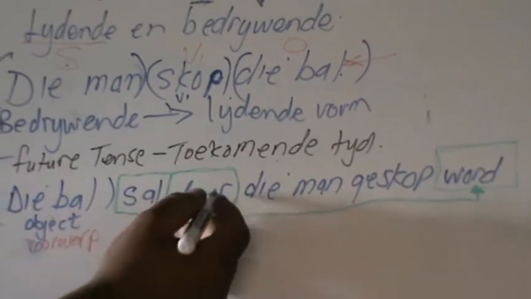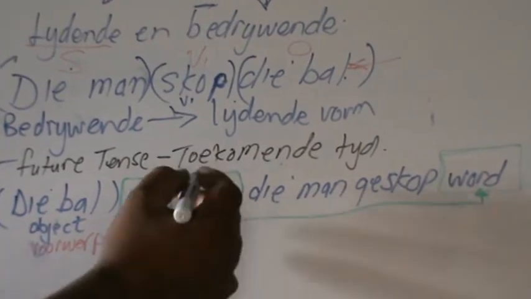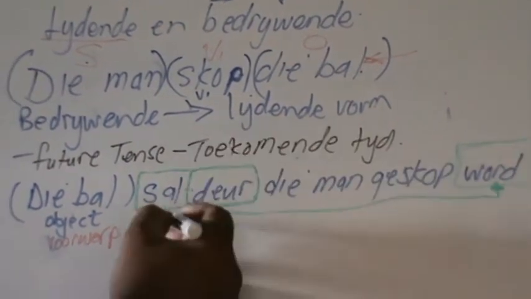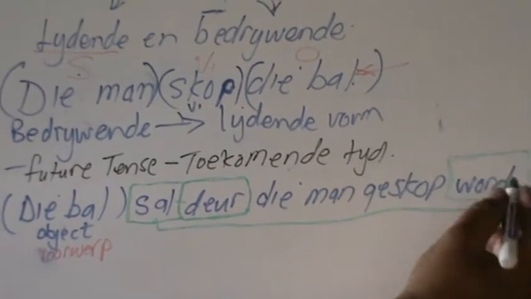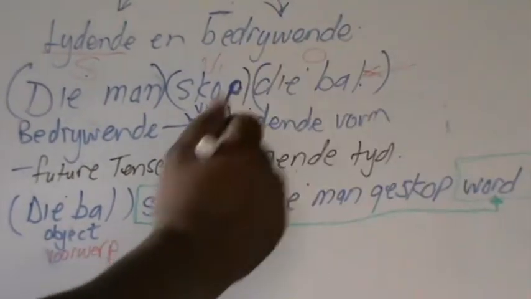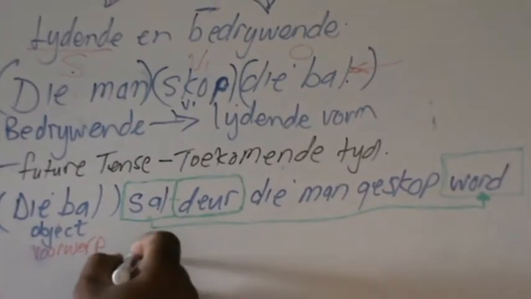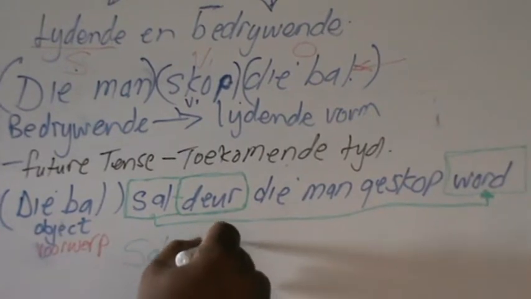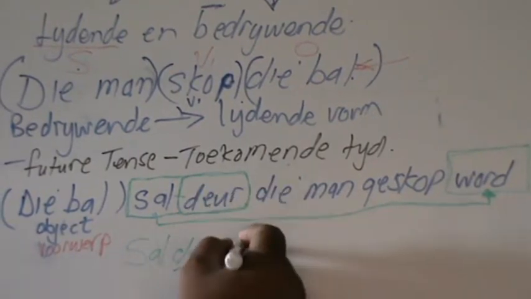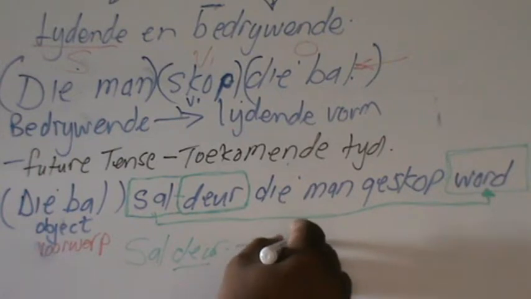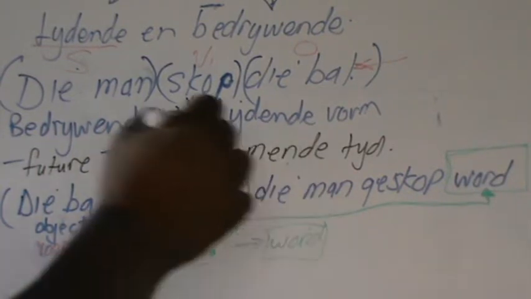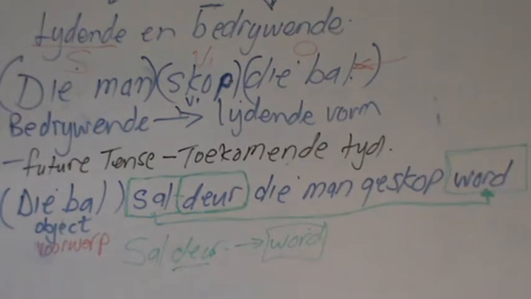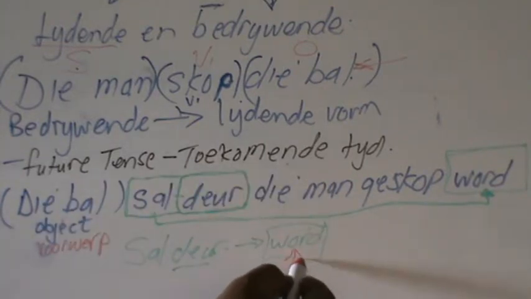Die bal sal deur, this is a package, right? These two, they are a package. And then sal, word, sal deur, and then plus word, that is a package. So please remember that whenever you use the future tense, you will have sal deur, that's a package. And then at the end of your sentence, you will have word. If word is not there when you put it in the end of the sentence, then definitely it's going to be wrong, okay? So you always want to be on the lookout for word, right?